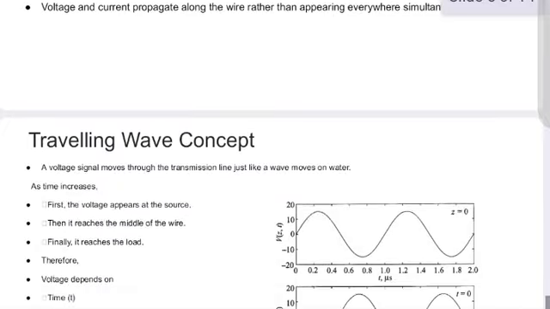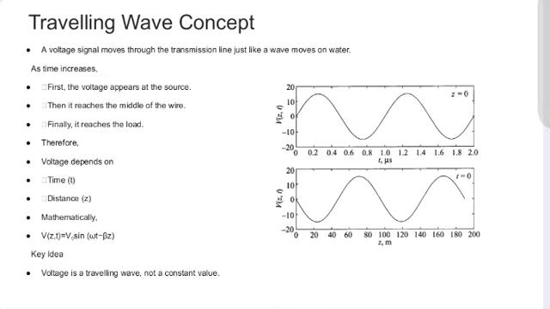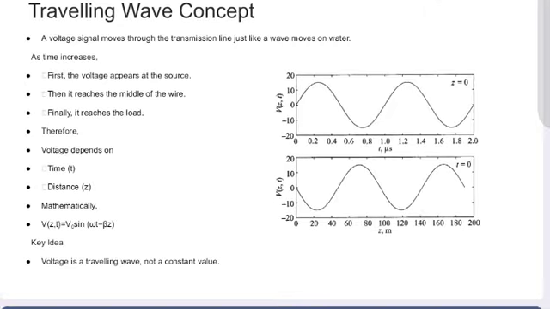We can discuss it in more detail in the traveling wave concept. The voltage signal moves through the transmission line in the form of a wave. As time increases, initially the voltage will appear only at the starting point of the wire, right? Then it moves from one place to another. For example, when the time t equals 0, it appears only at the end point of the wire. When the time is 10 seconds, it moves from one place to another, and when the time is 20 seconds, it moves again, and when the time is 30 seconds, it moves again, right?